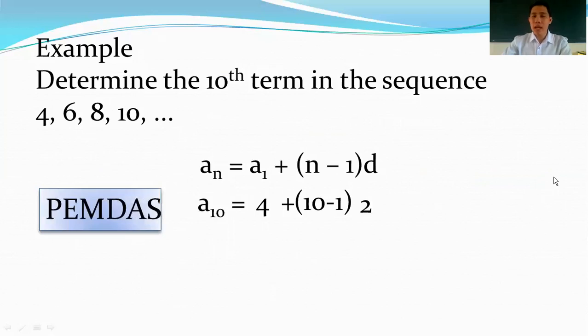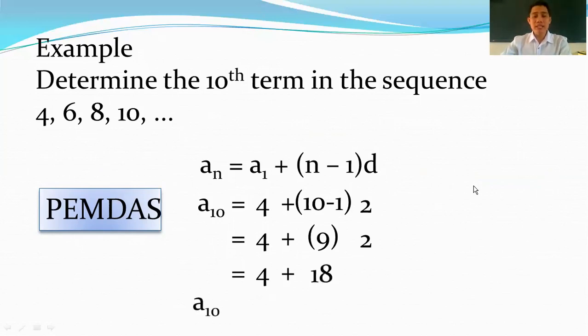Recall the rule of PEMDAS. We need to perform the operation inside the parentheses first. So copy 4 plus 10 minus 1, which is 9, times 2. Again, for PEMDAS, multiplication before addition. So copy 4 plus 9 times 2, which is 18. So our a sub 10 is 22.